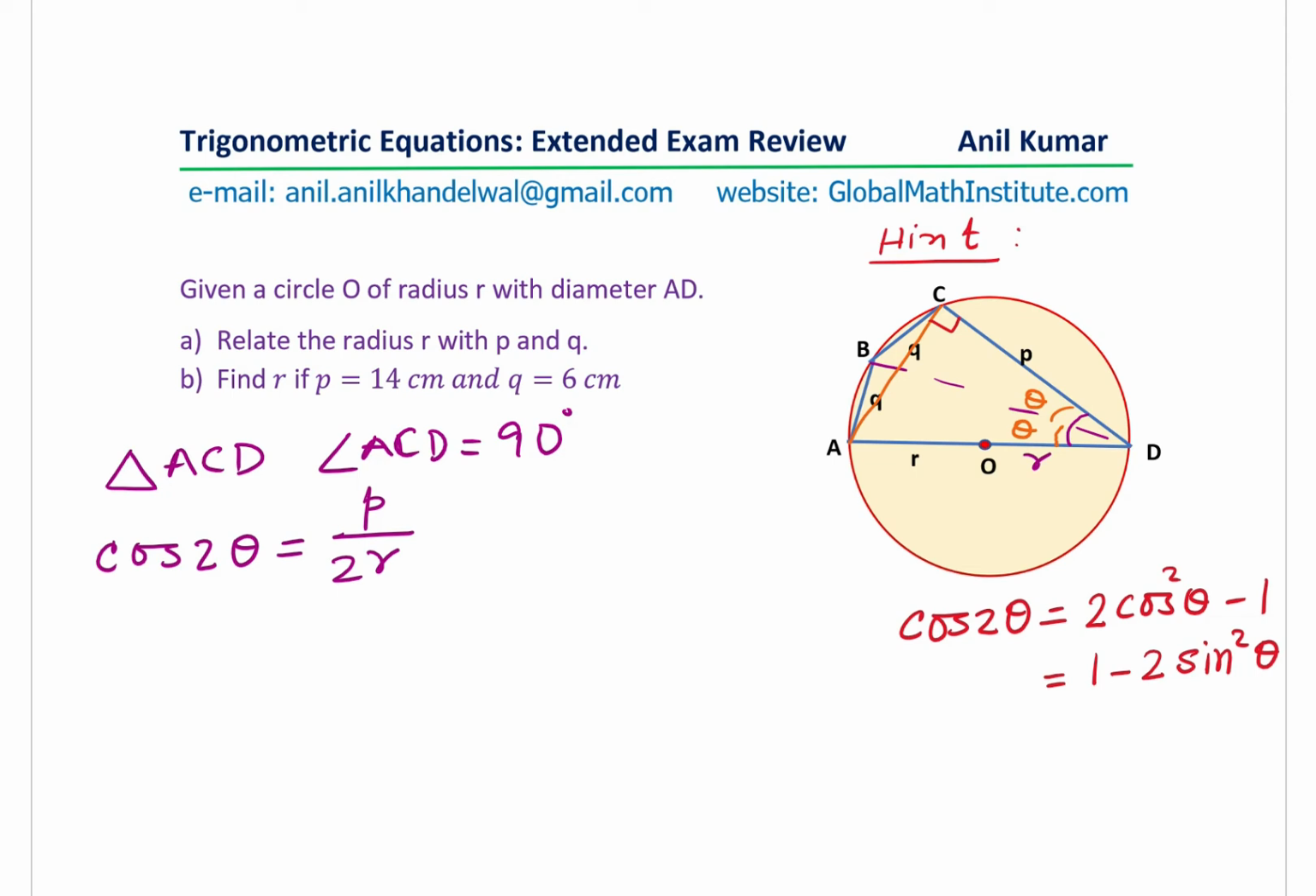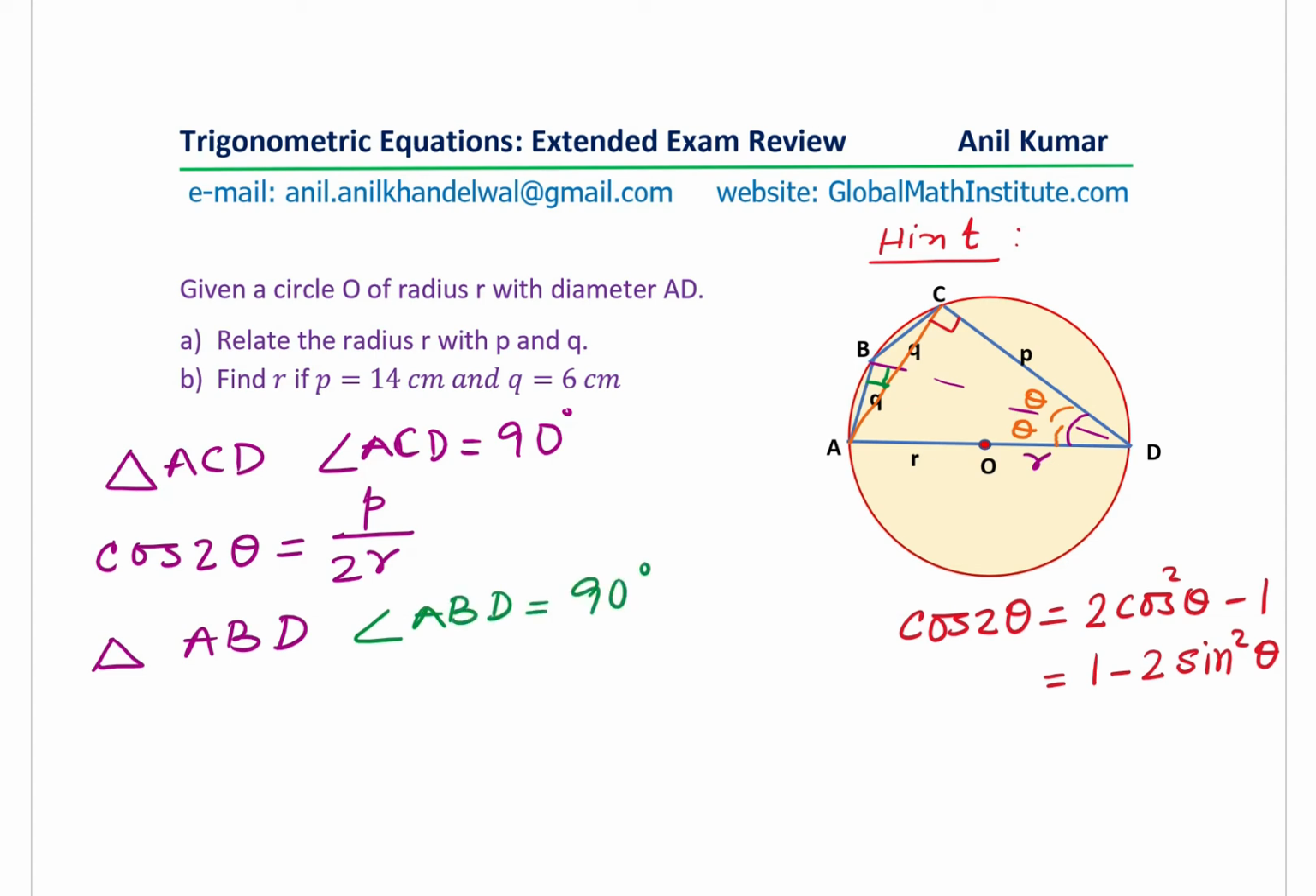Now, if I make another triangle here, let's consider the triangle BAD, so let me say ABD. If I consider the triangle ABD, that is also in the semicircle, and therefore it is also going to be a right angle triangle. So here we have angle ABD equal to 90 degrees.